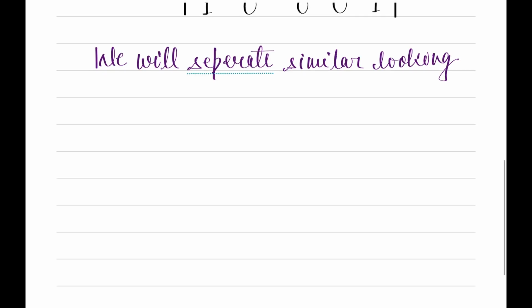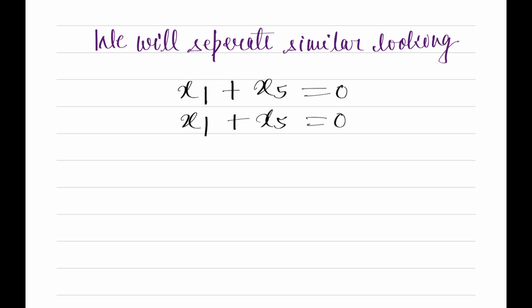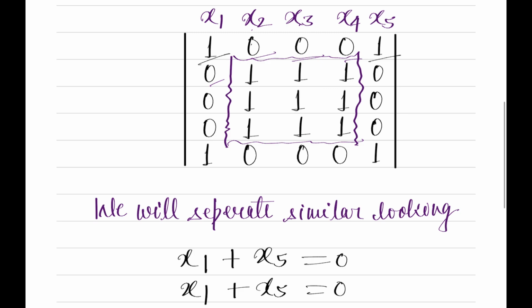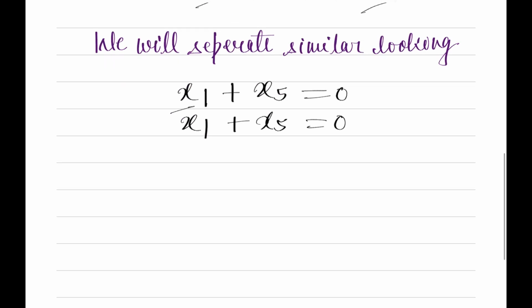We will separate the similar looking ones. We will separate x1 and x5. We can write from the last row x1 plus x5 is equal to 0. As each entry is 1, our coefficient is 1.